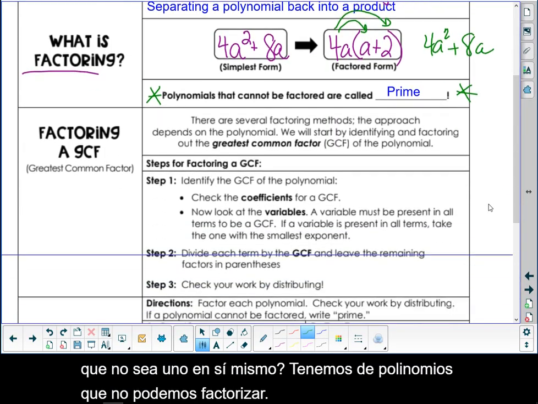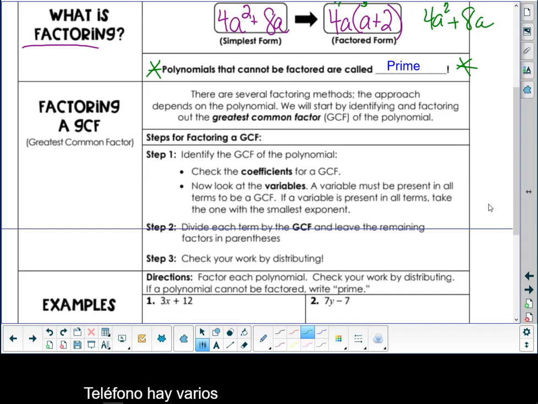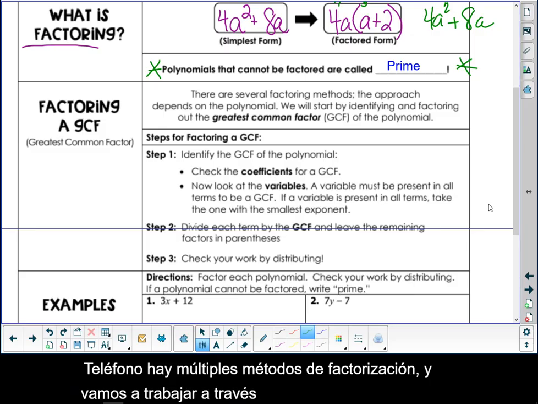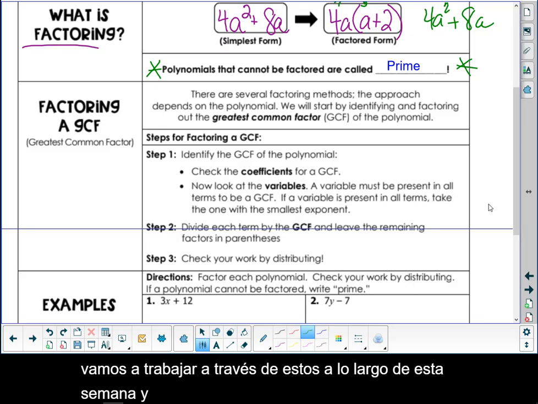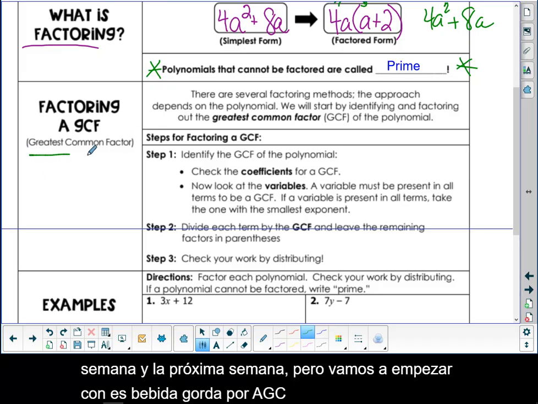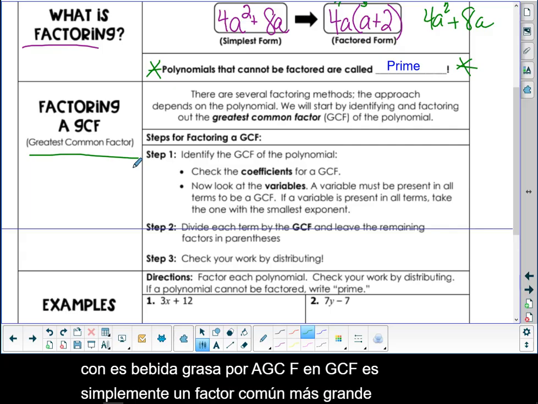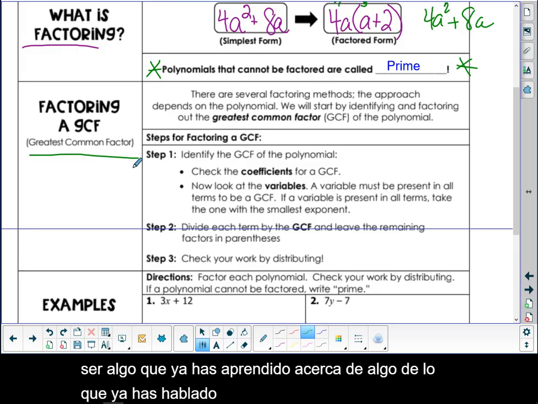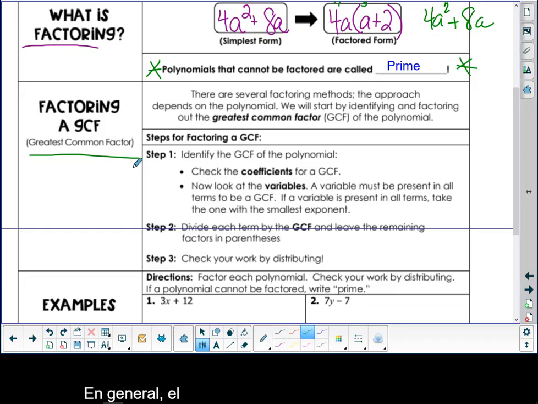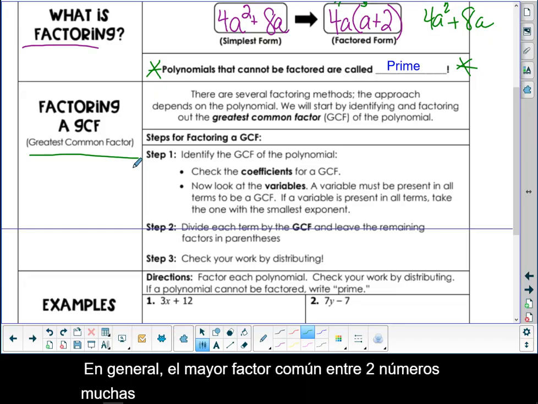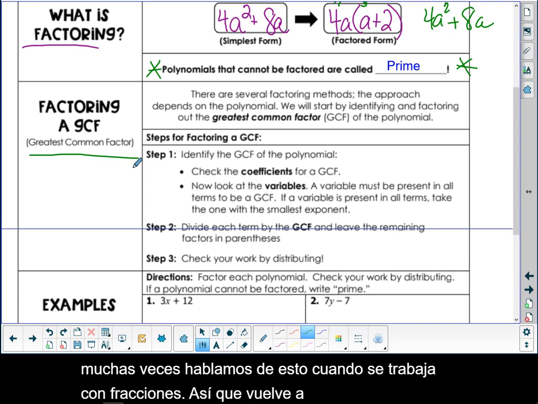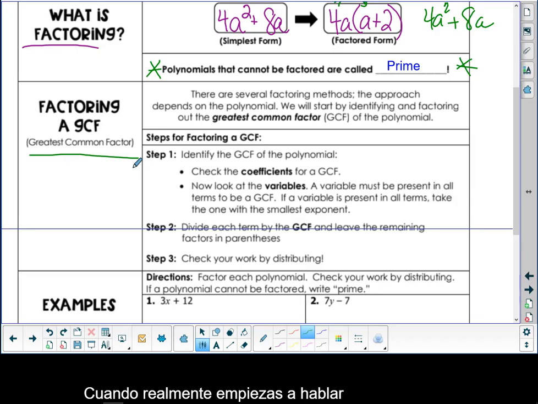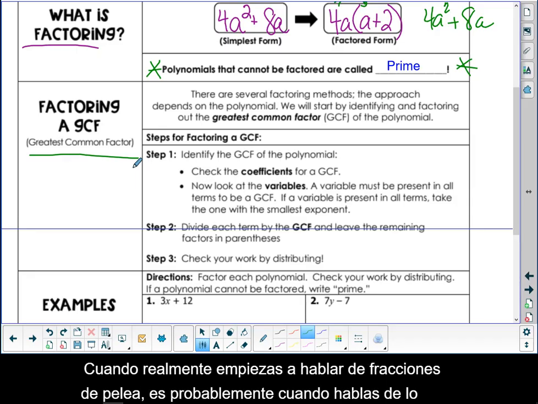So there are multiple methods of factoring, and we're going to work through these throughout this week and next week. But what we're going to start with is factoring by a GCF. A GCF is simply a greatest common factor, and that should be something that you've already learned about. You might not have talked about it in factoring, but just in general, the greatest common factor between two numbers. A lot of times you talk about this when you are working with fractions. So go back to elementary school. When you really started talking about fractions, that's probably when you discussed greatest common factor or least common multiple.